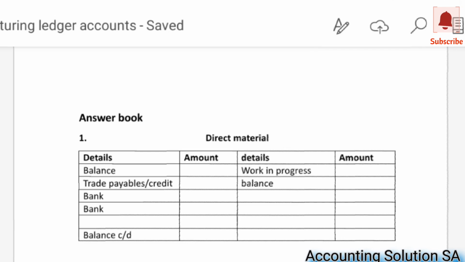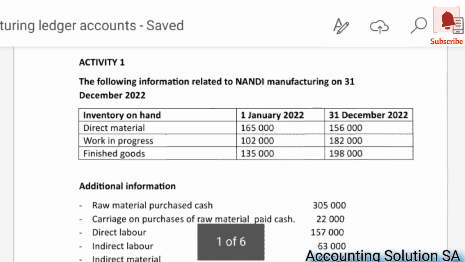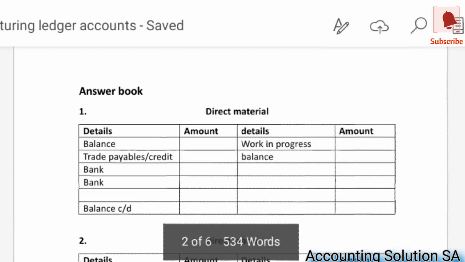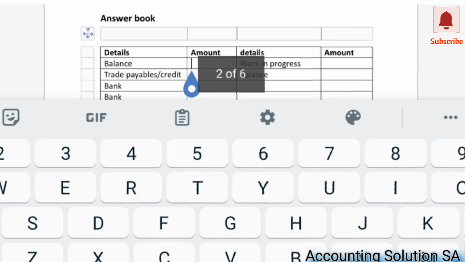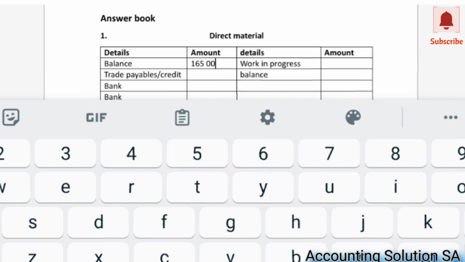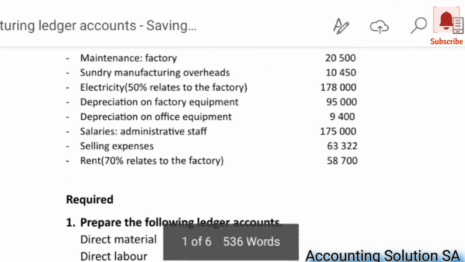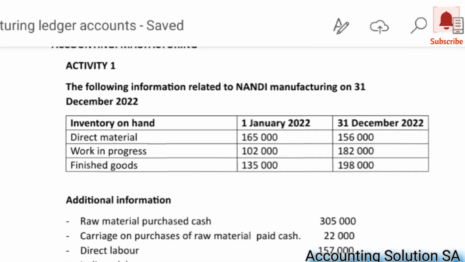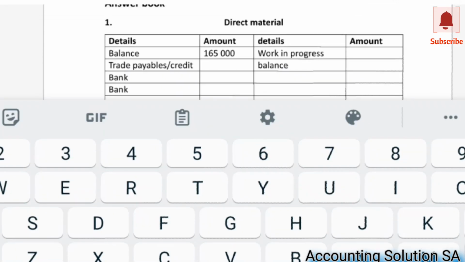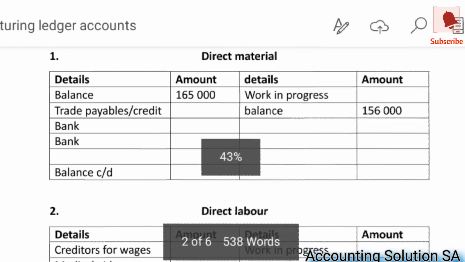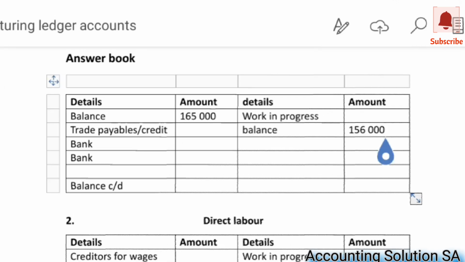Okay, let's check if we have an opening balance for direct material. On 1 January 2022, under inventory on hand, we have direct material of 165, which means that we are going to regard that amount as our opening balance, 165,000. Then after that, we check if we have a closing balance, the simplest one first. We have it, which is 156,000, which means that we're just going to copy it on the credit side, 156,000.